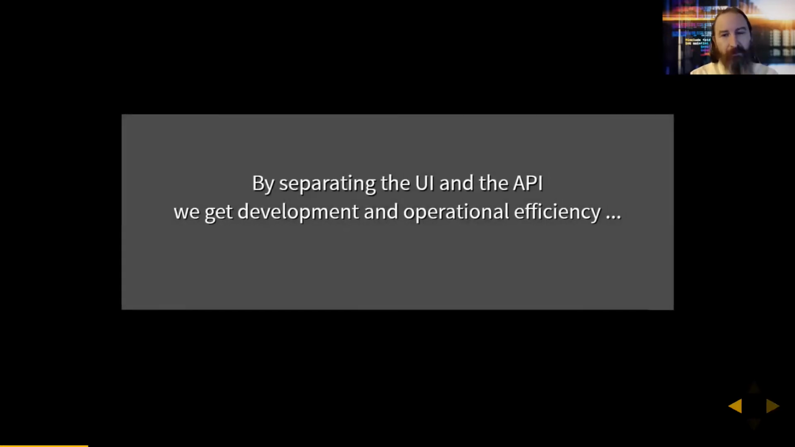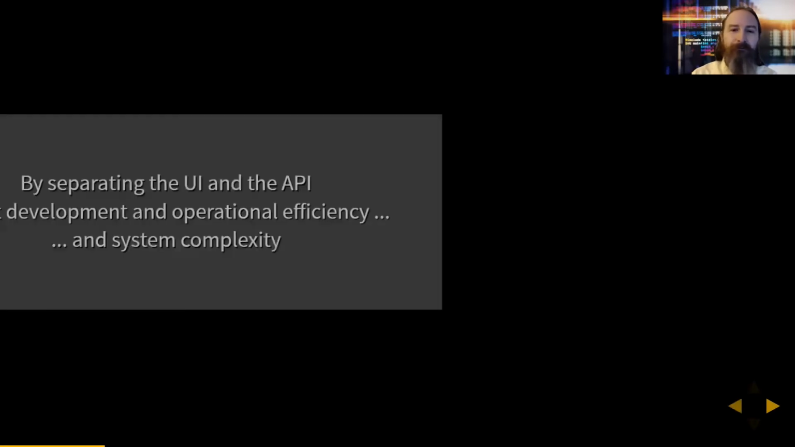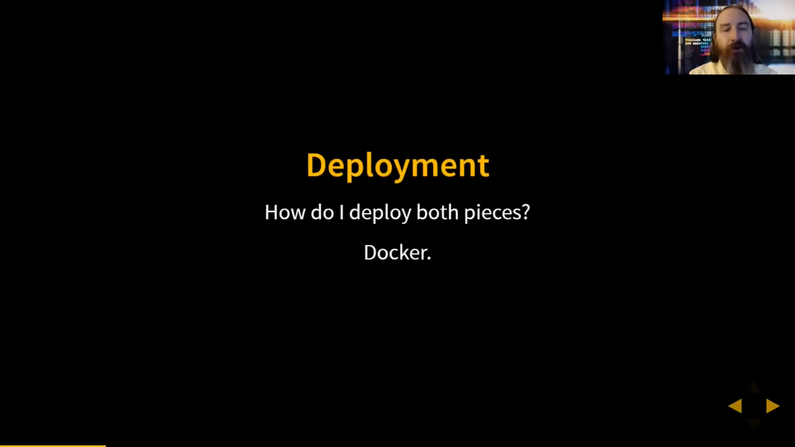But separating the UI and the API does yield some additional complexity. There is some operational efficiency if we have those things separate. We don't need to focus on multiple concerns at the same time. But now we need integration points. We need to be able to talk to each other. And that makes it more complex. So is that complexity worth it? We'll see. So how do we deploy those pieces?